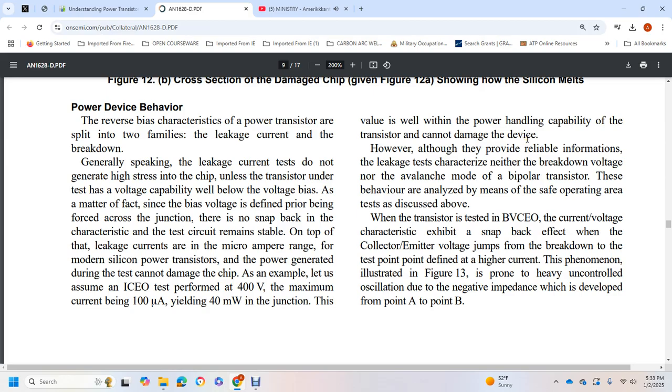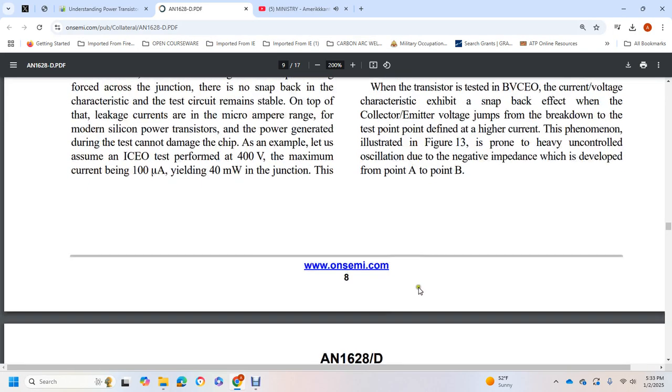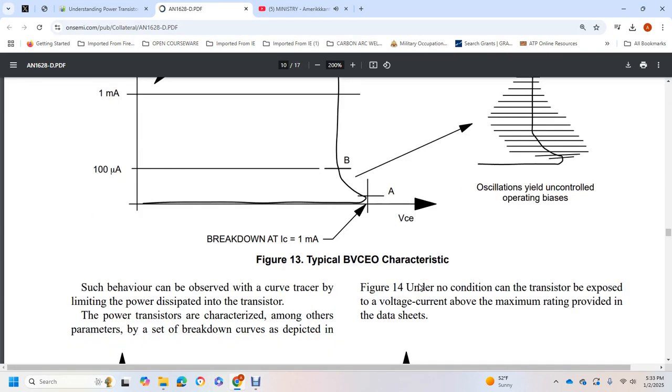However, leakage tests provide reliable information other than breakdown voltage, and they do not reveal the avalanche mode behavior of the bipolar transistor analyzed in the safe operating area test discussed above. The transistor, based on BVCEO, shows current-voltage characteristics exhibiting the snapback effect, where the collector-emitter voltage jumps to the breakdown test point defined at a higher current, a phenomenon illustrated in figure 13. It is prone to heavy uncontrolled oscillation due to the negative impedance developed from point A to point B. Such behavior can be observed with a curve tracer by limiting the power dissipated in the transistor. Power transistors are characterized among other parameters by snapback, depicted in figure 14.